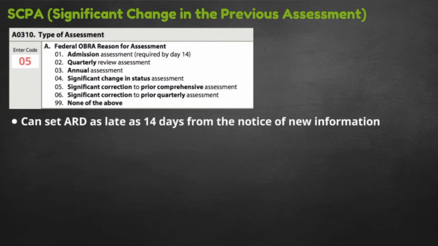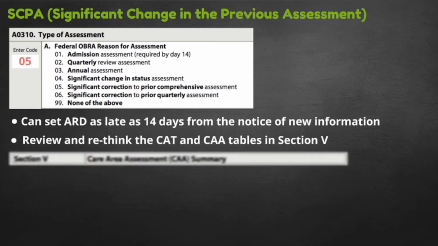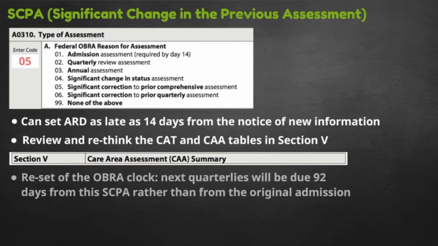This means that, like the admission, you have grace to set the ARD as late as 14 days from the notice of new information. It also means that you must review and rethink the CAT and CAW tables in section V. And this is now a reset of the OBRA clock, which means that the next quarterlies will be due 92 days from this SCPA rather than from the original admission.